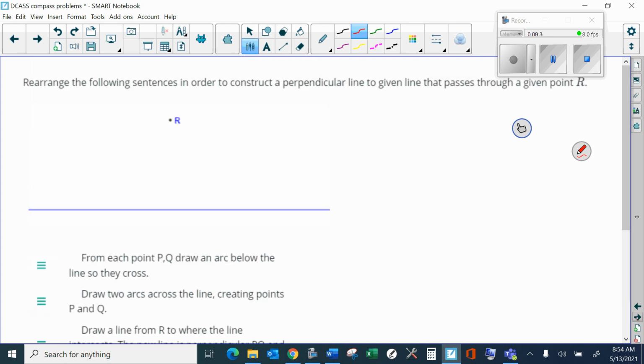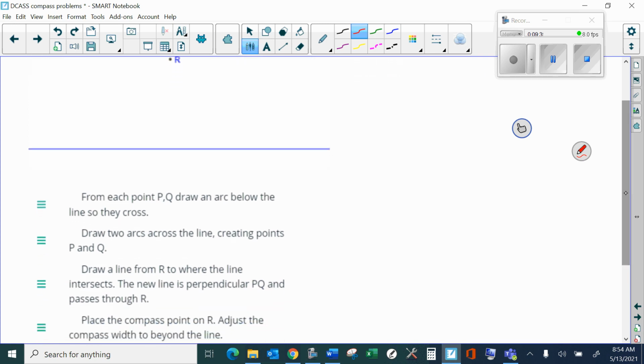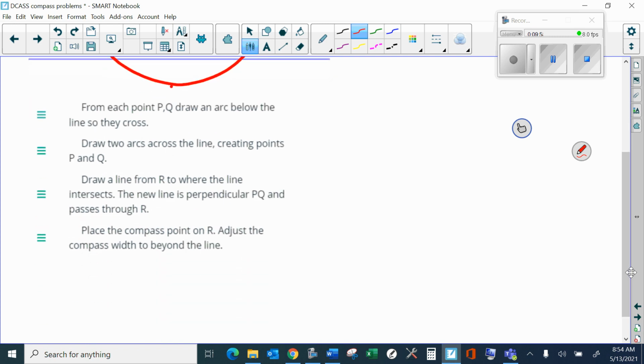Arrange the following sentences, construct a perpendicular. Okay, so if I have a point off the line, I put the pointer here, open it up past this line segment, draw an arc. From each point, draw two arcs across the line. Draw a line from R. Now place the compass on point R, adjust the compass beyond the line. Step one.